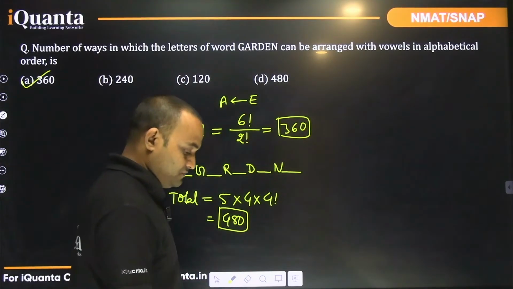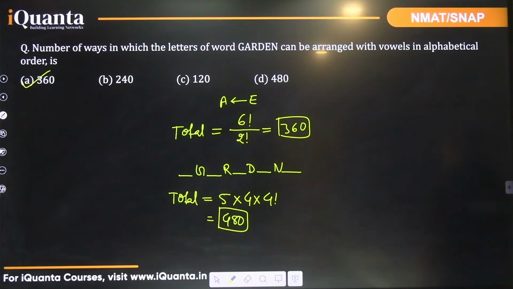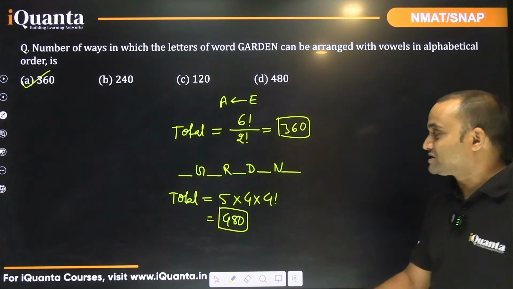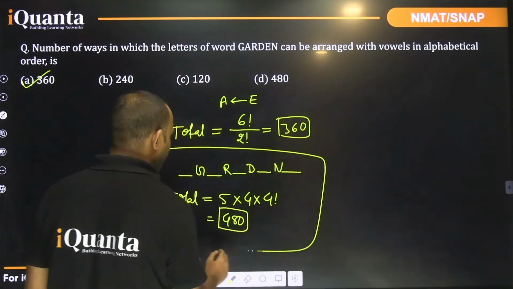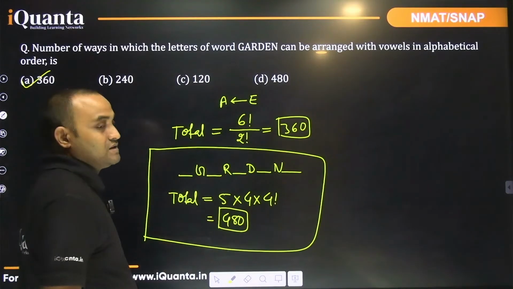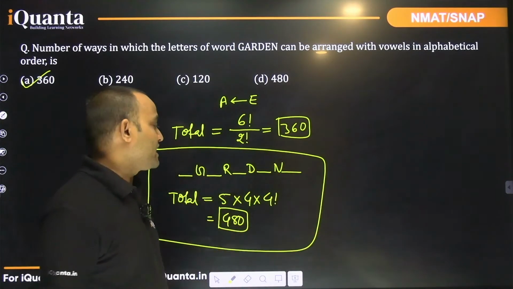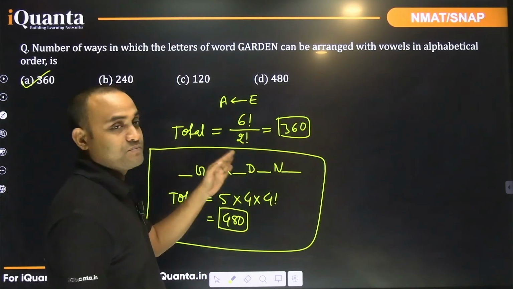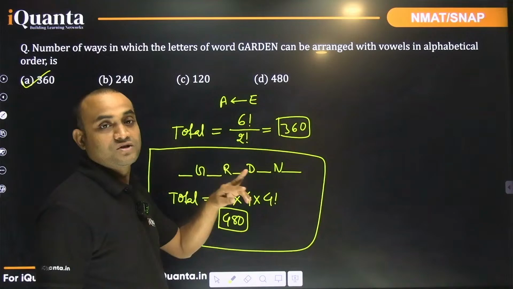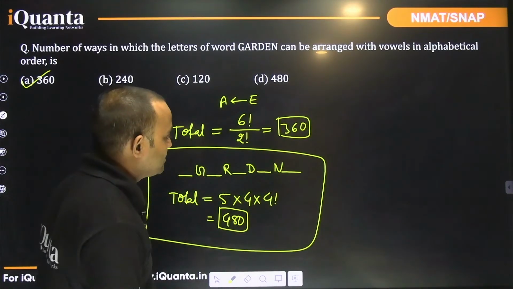This is the concept that we learned yesterday. Whenever we are talking about things not being together, arrange the rest of the things and make a space between them and then solve it like this. If you put the 2 vowels in any of these 5 places, then both of them will not be together.